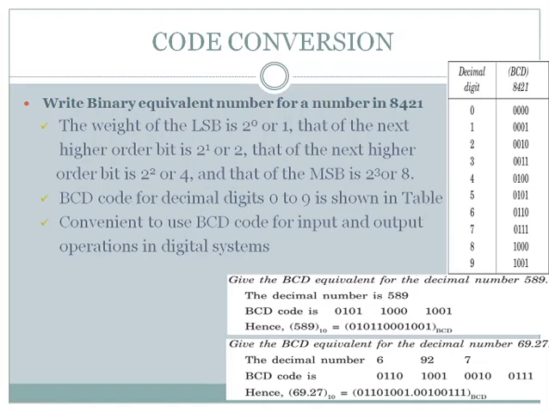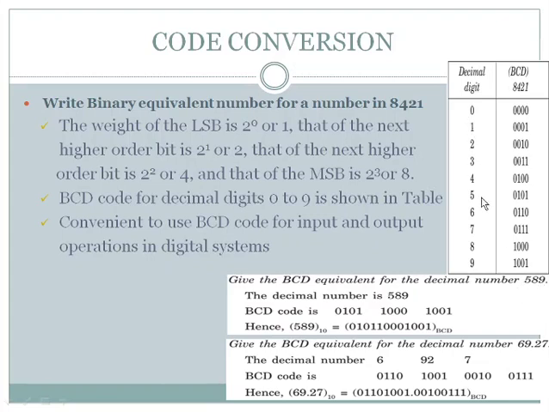We'll understand this with an example. Give the BCD equivalent for the decimal number 589. We are given the decimal number 589, and we have to get the BCD equivalent or BCD code for this decimal number. This decimal number has 3 digits. So what do we have to do? To give the BCD code for any decimal number, we have to see what the various decimal digits present in that number are. Here we have 5, 8, 9, so 3 decimal digits are there.